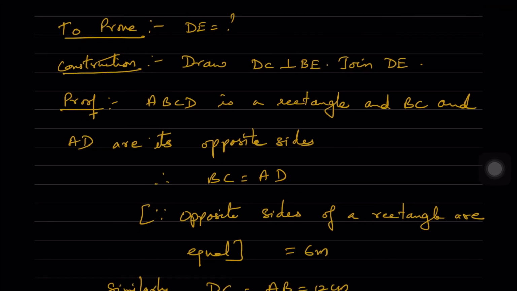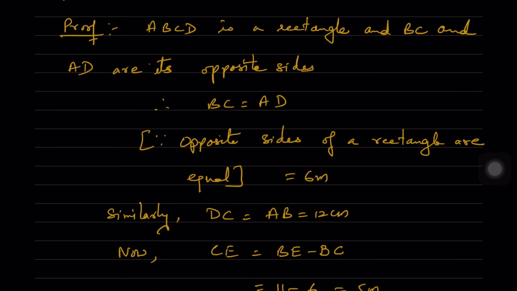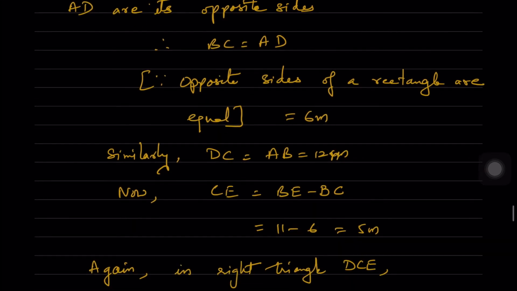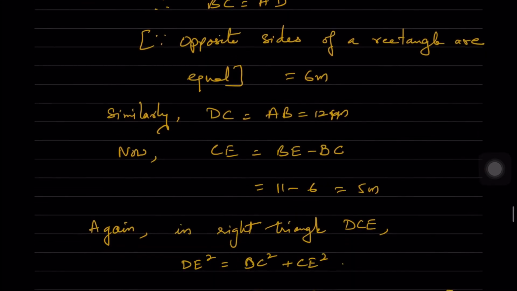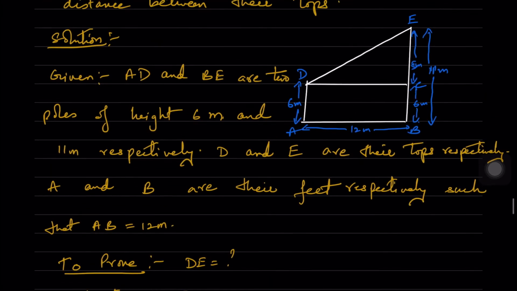So ABCD is a rectangle, and BC and AD are its opposite sides. Therefore BC is equal to AD. Since opposite sides of a rectangle are equal, it is equal to 6 meters, which we have seen from the figure. And therefore DC is equal to AB, which is equal to 12 meters. CE is equal to BE minus BC, that is 11 minus 6, which is equal to 5 meters.